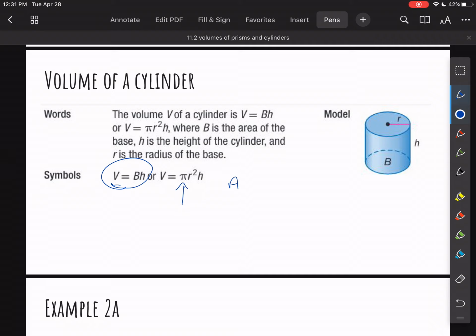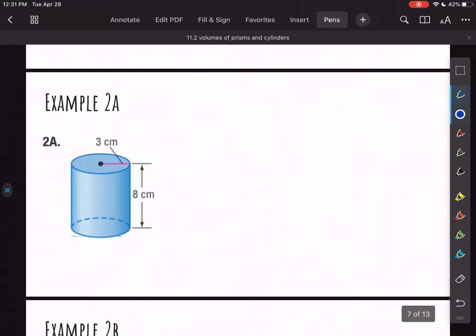area of a circle, right? Because the base is a circle, which is pi r squared. So for the area of a circle, we have pi r squared. That becomes the B value, right? So the area of the base of these things is just pi r squared times the height. So for this one, we have the radius is 3, so pi times 3 squared times 8, which is the height. This is the same thing as 9 times 8, which is 72 times pi.